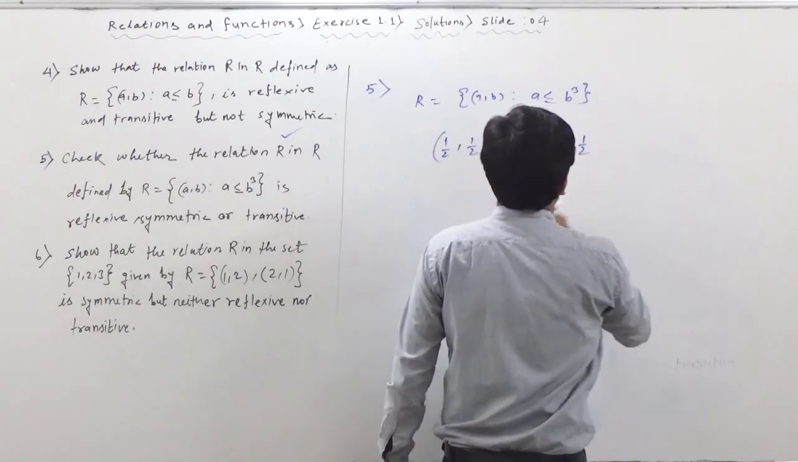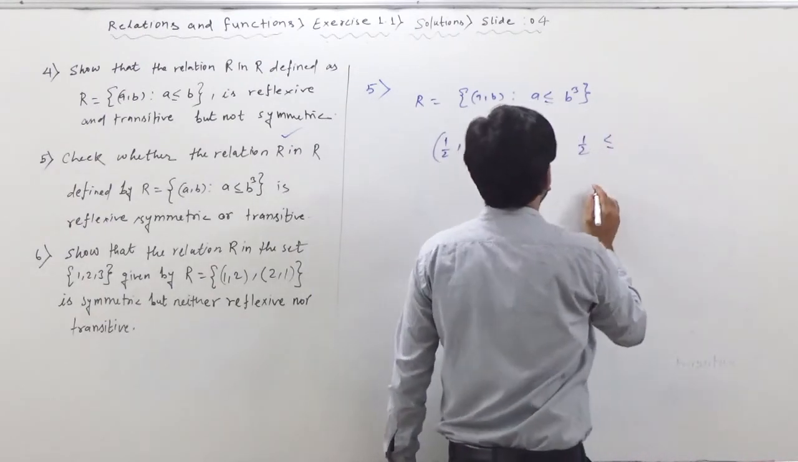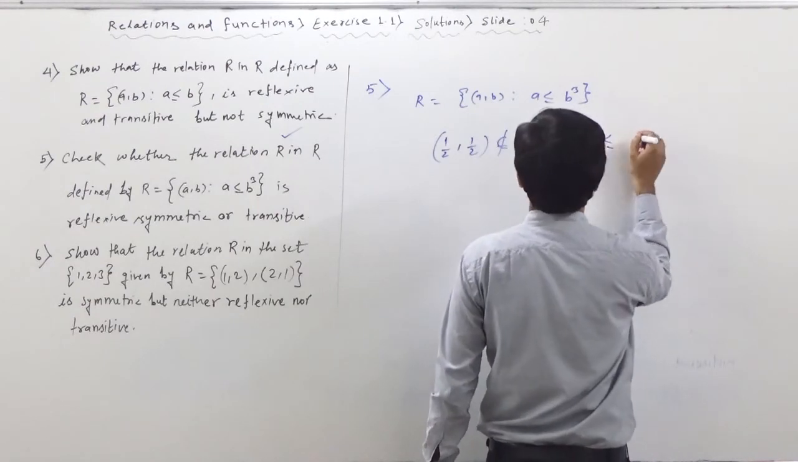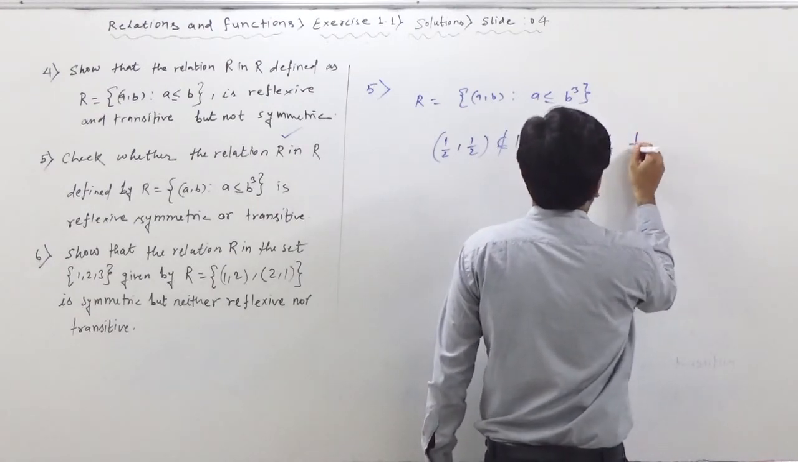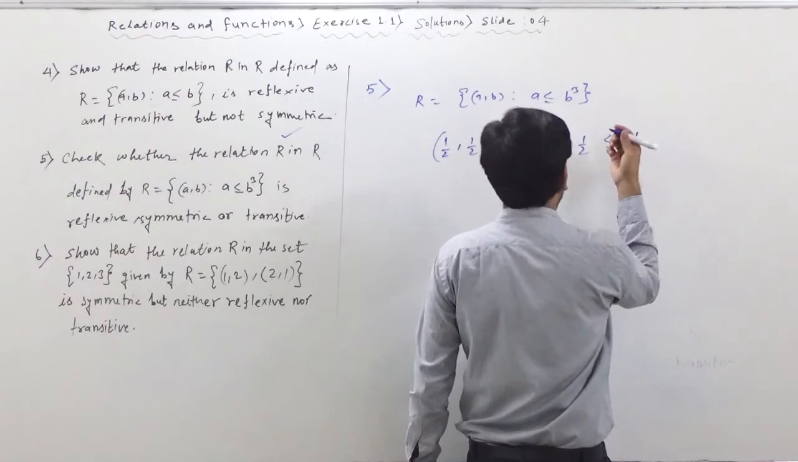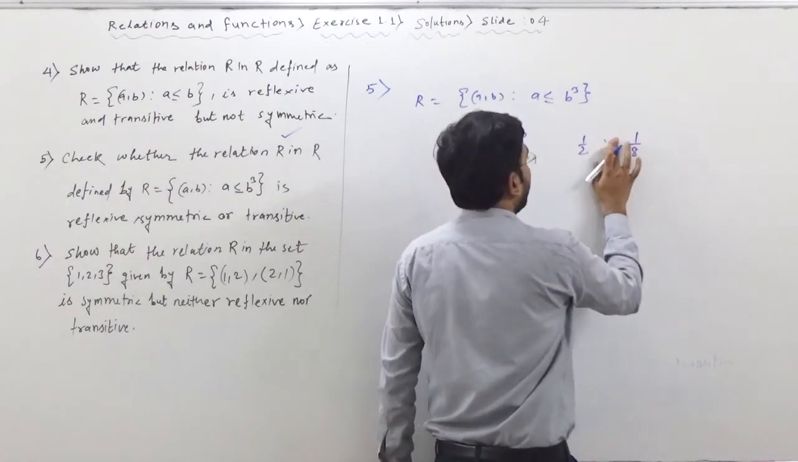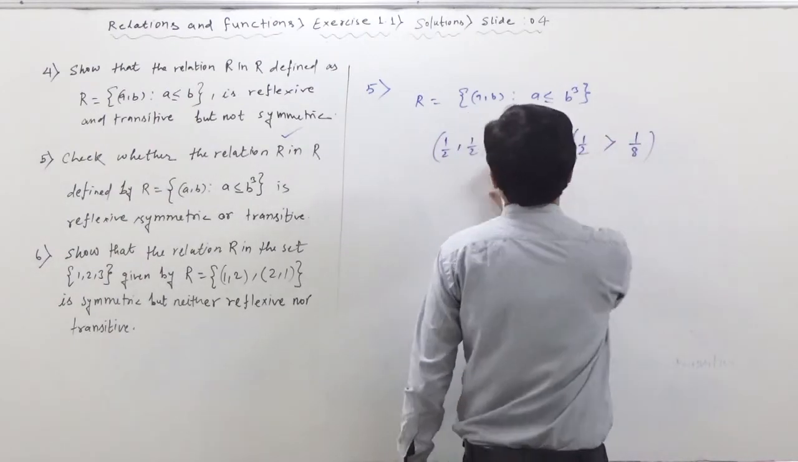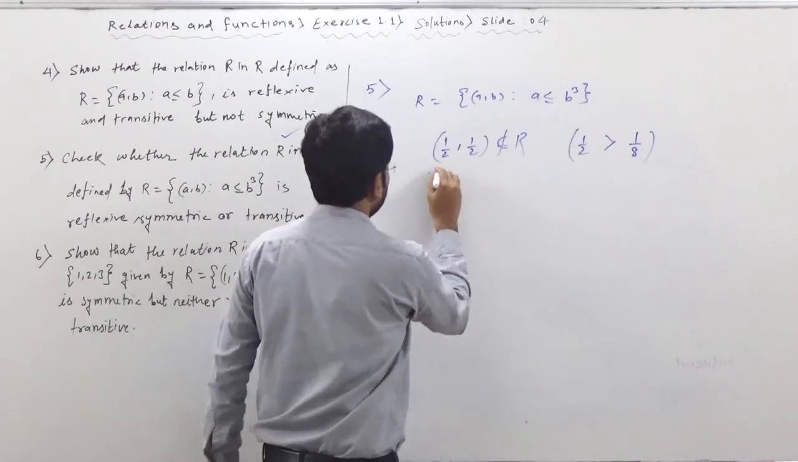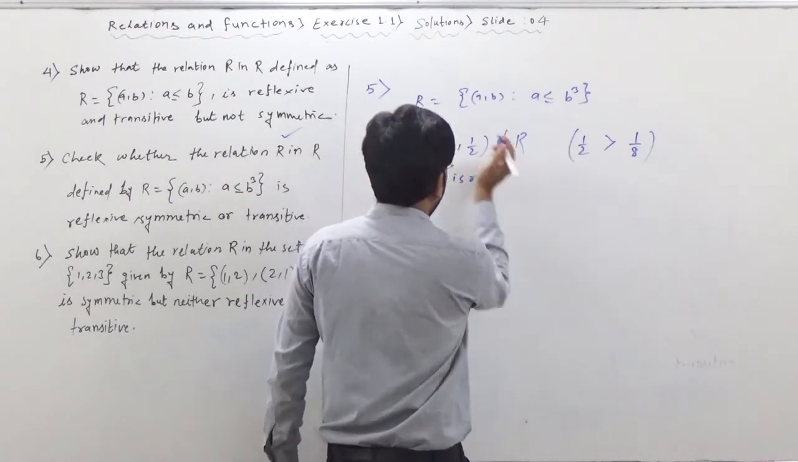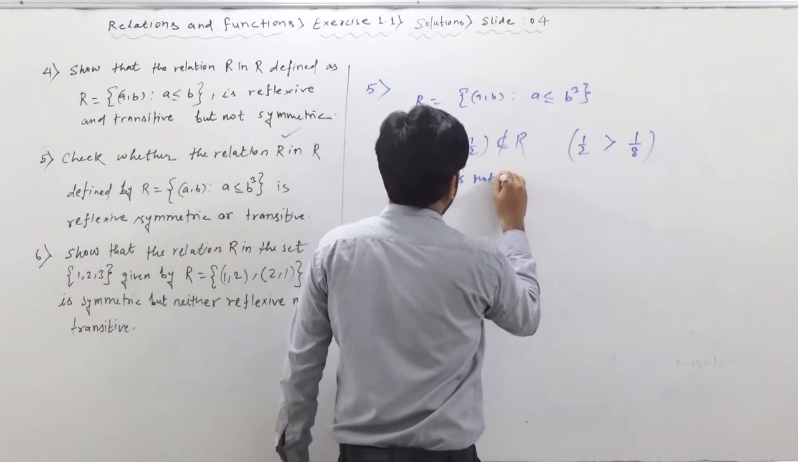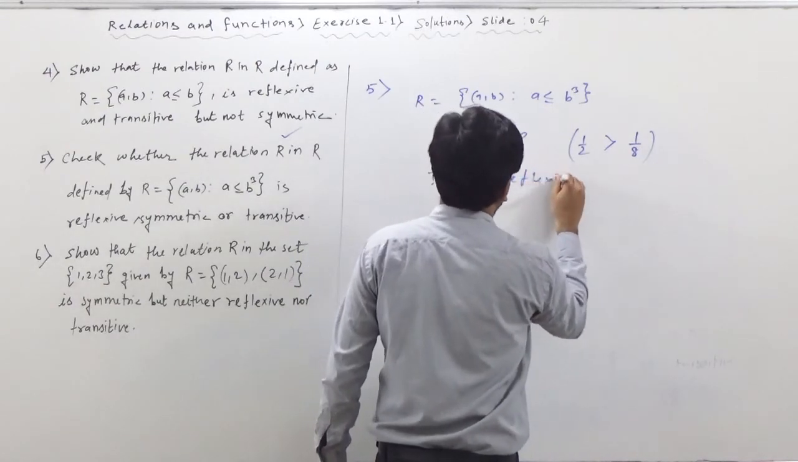Here if we are writing 1/2, then 1/2 always needs to be less than or equal to 1/8. Is it possible? No, this is going to be greater than, right? So it's not possible. So it is not reflexive. This is not going to be a reflexive relation.